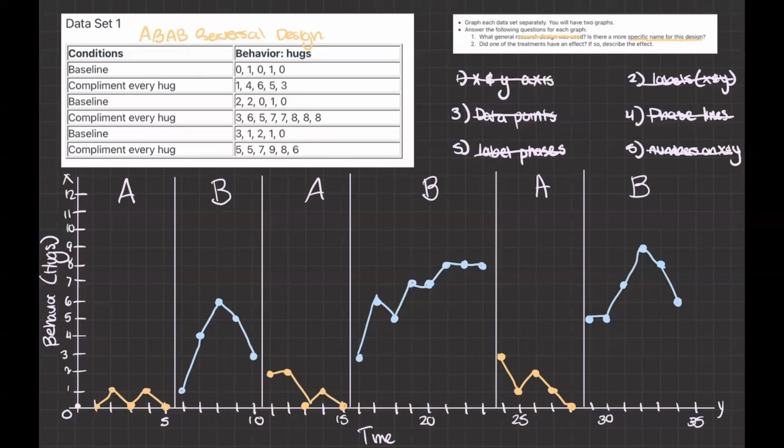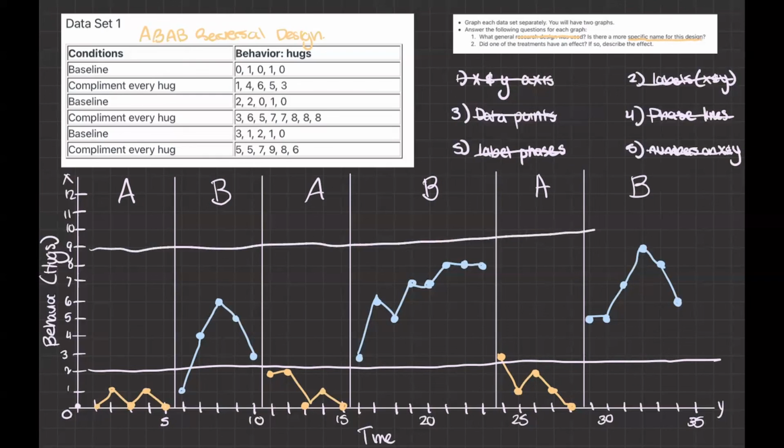And then did the treatment have an effect? Well, we can say that the treatment did have an effect because we can tell that the range has definitely changed, because for the baseline, the range relatively stays low in this area. And then for the treatment phases, it does increase the behavior. So I would say personally, the treatment did have an effect, and that effect was to increase the behavior of hugs.